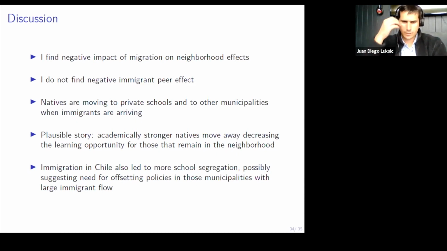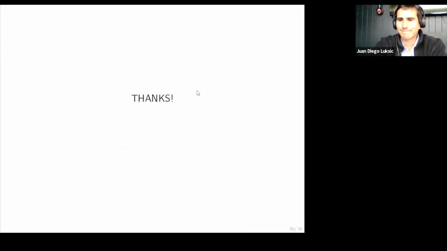And finally, just a final word on segregation. The immigration in Chile led to an important increase in school segregation, possibly suggesting a need for offsetting policies where large immigrant flows occur in different neighborhoods. So thank you for your time.